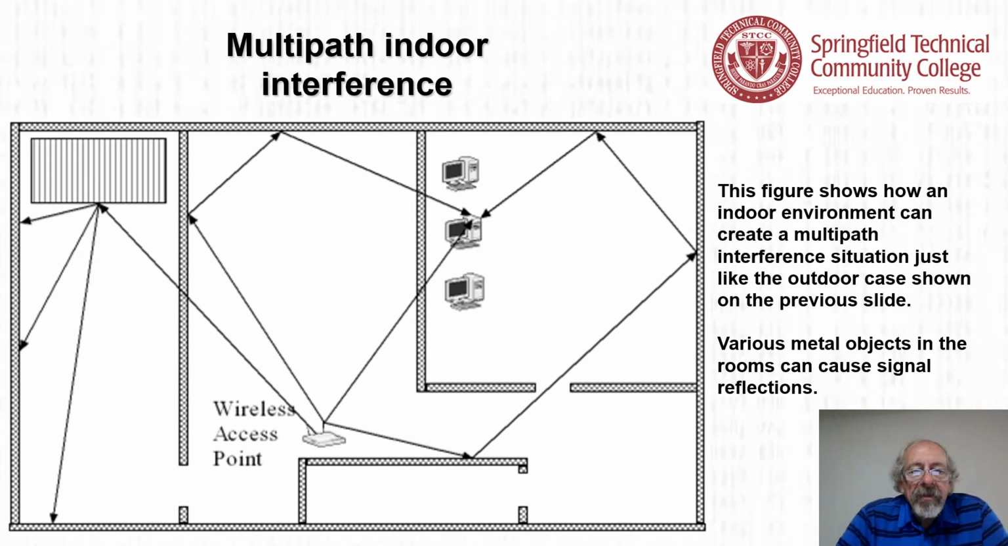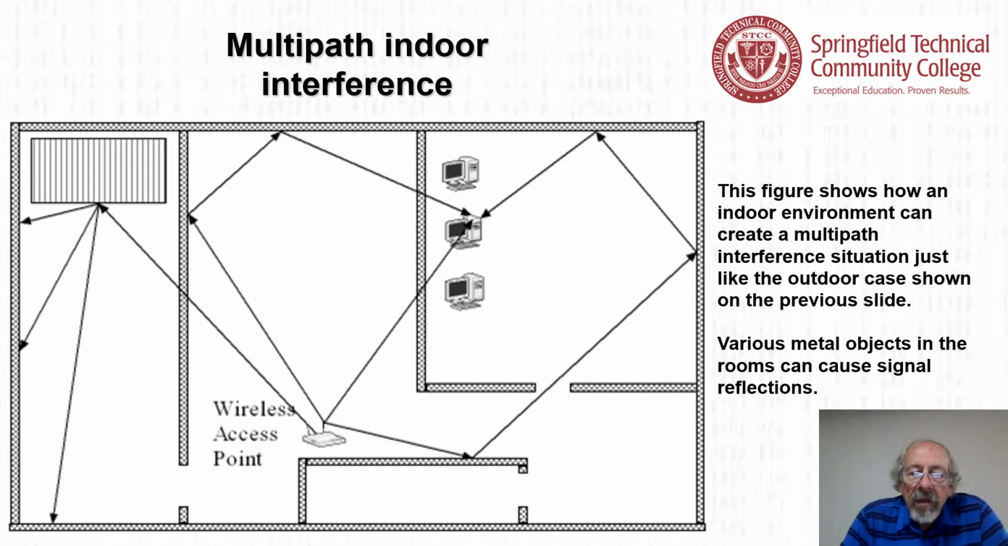Also, inside you can have this multiple path indoor interference. So this kind of shows a building with the walls and so forth. This figure shows how an indoor environment can create a multipath interference situation, just like the outdoor case shown on the previous slide. Various metal objects in the rooms can cause signal reflections.